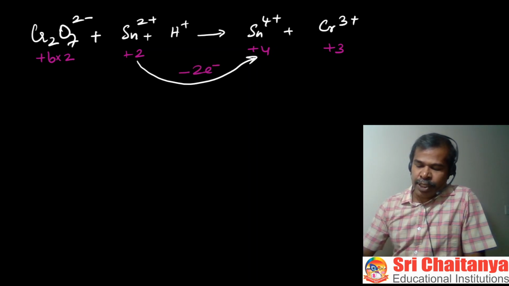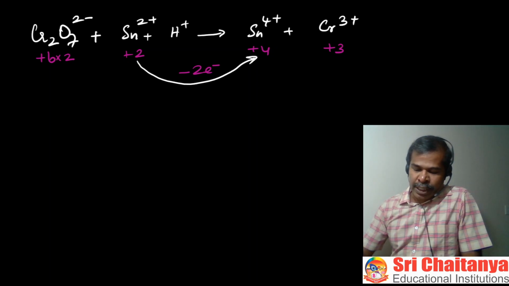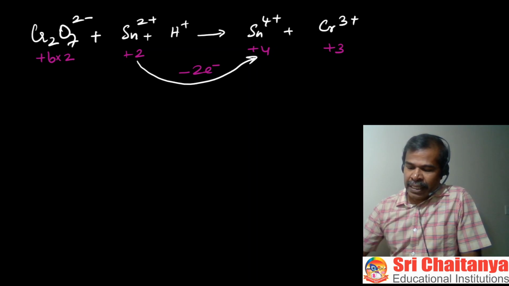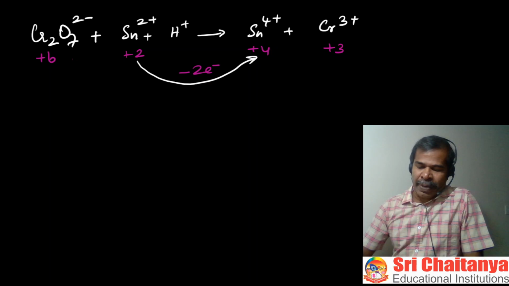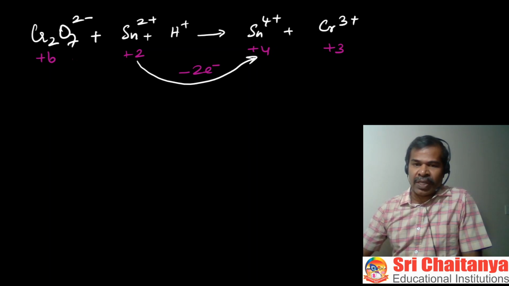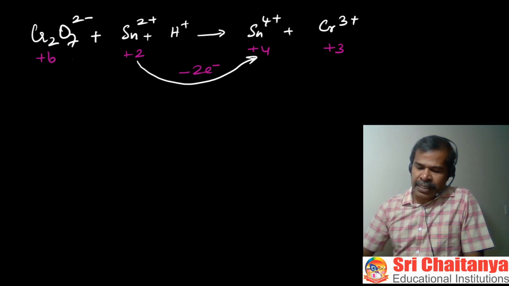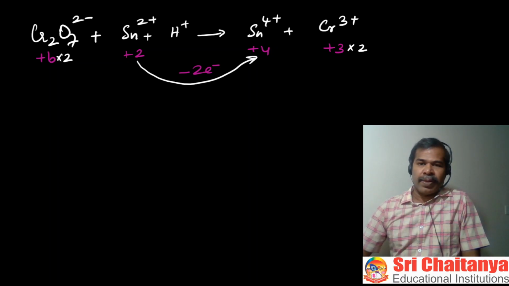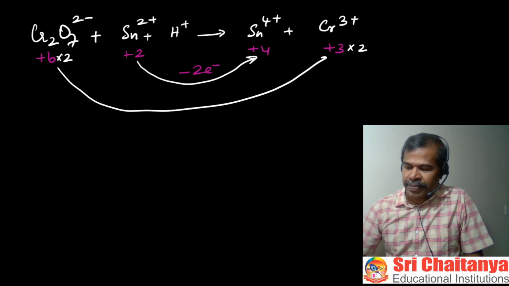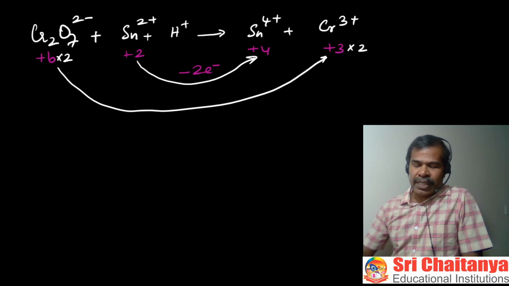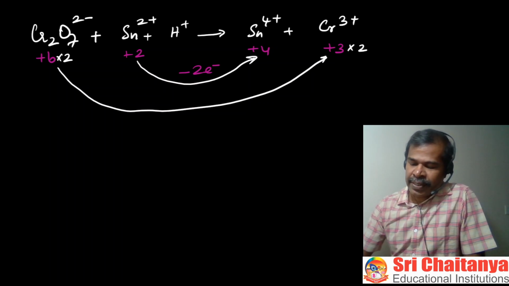And consider the next one. It is plus 6 into 2, the valency factor I mean to say. So it is plus 3. I'll remove this 2. Let it be. Okay, so plus 6 is the oxidation state, plus 3 is the oxidation state for chromium 3+, and plus 6 into 2 is becoming plus 3 into 2. So the number of electrons transferred from here to here is 6 electrons. Okay, so we'll choose a different color.